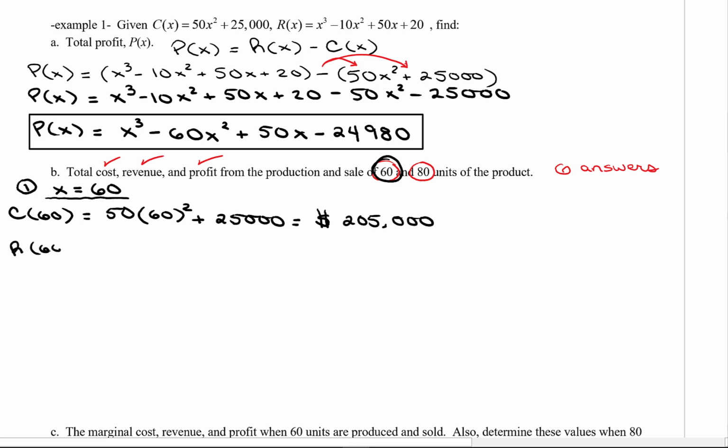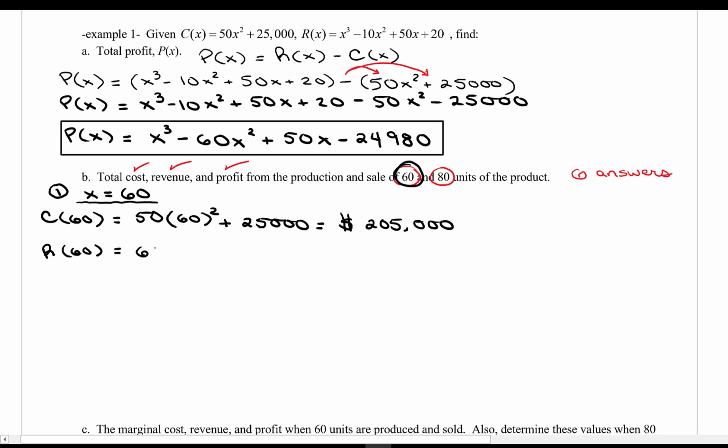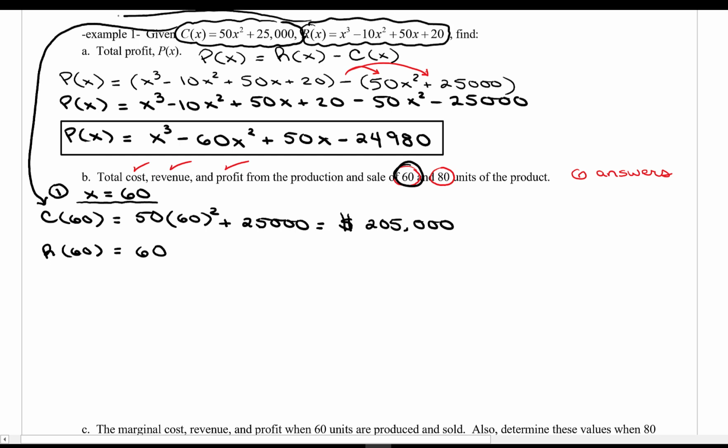I'm putting clouds around the functions that we're using, and then I'm drawing arrows pointing down to where I'm doing the work. So now I've drawn a cloud around the C of X, and I've drawn an arrow pointing down to the C of 60 part, and I've drawn a cloud around the R of X, and I've drawn an arrow pointing down to the R of 60 part. So R of 60 is equal to 60 raised to the third power minus 10 times 60 squared plus 50 times 60 plus 20 equals $183,020.